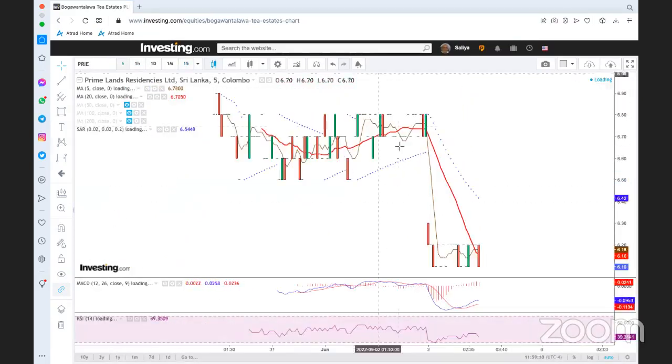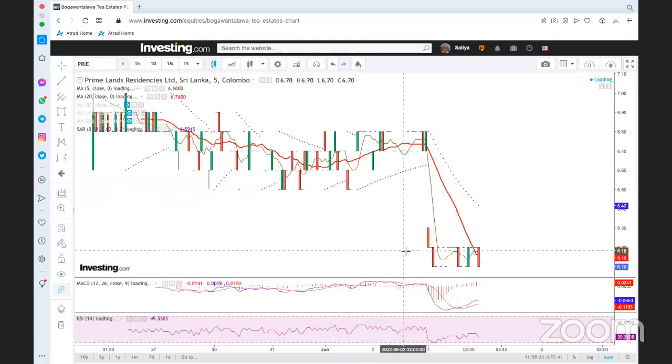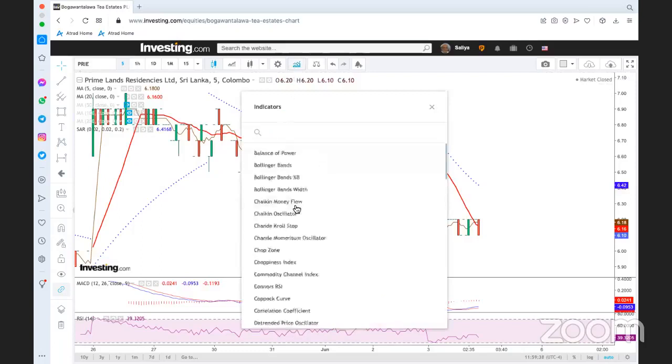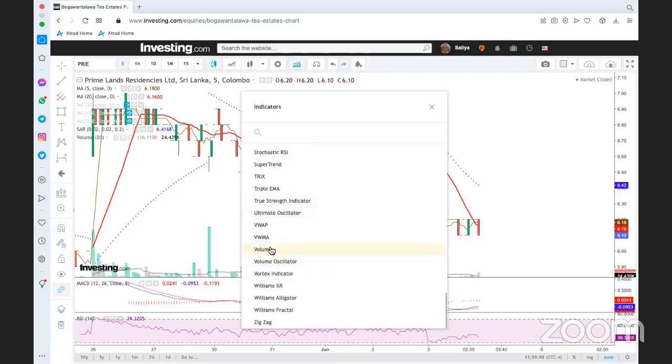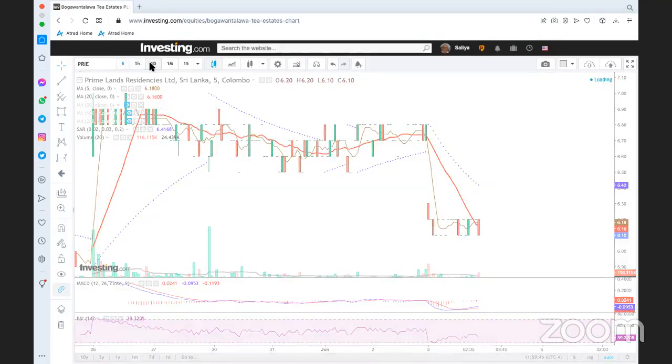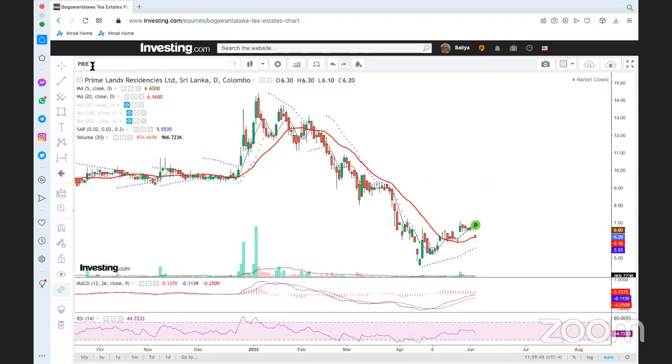5 minutes also. In the 5 minutes, there is a sideways movement, the MACD line has crossed, but the others are not giving you any confirmation. So you need to be mindful of that. So let's take the volume also inside. Right. So that's PLR. Then let's go to Zenith.